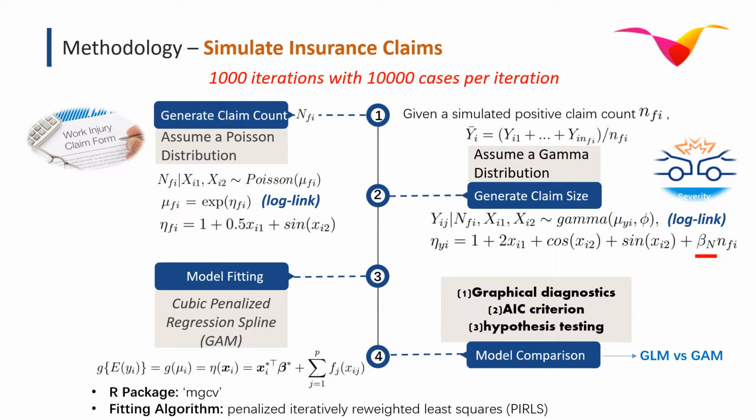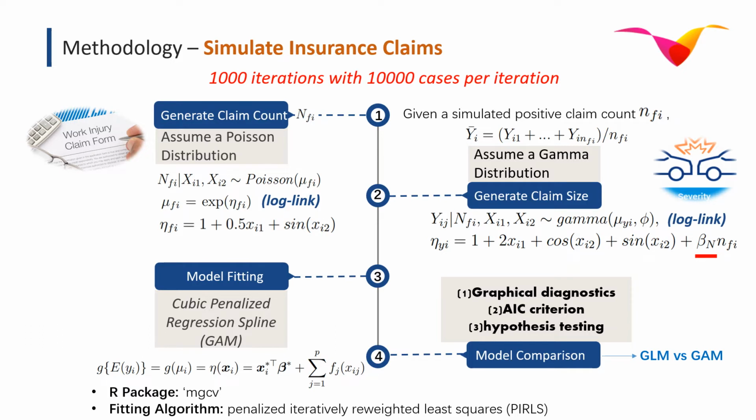Please note that we artificially added nonlinear components to both the claim frequency and severity's linear predictors. And there is also a dependent structure, beta n, introduced between the claim frequency and severity. Due to the time constraint, we won't discuss it further, but I just want to make you aware of this. Then we use the cubic penalized regression spline to fit both the claim frequency and severity models. This specific spline will be explained in the next two slides.